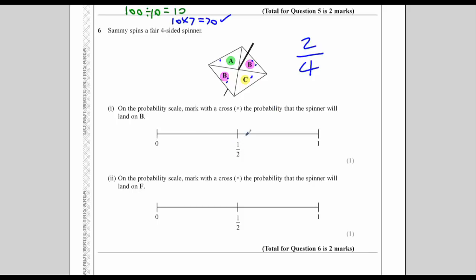But look at our scale. It's only got out of 2. Well, 2 out of 4, guys, is the same as 1 out of 2. And I've been showing you this all through the video. Divide by 2, divide by 2, you see? Keep it fair. Keep doing things the same on the top and the bottom.